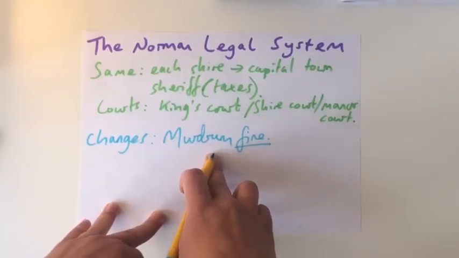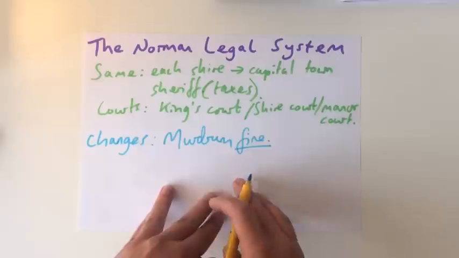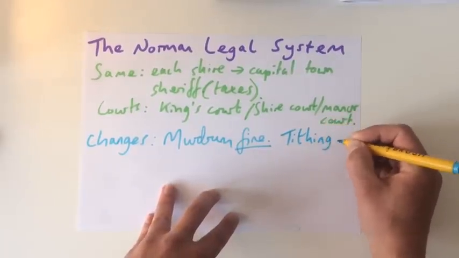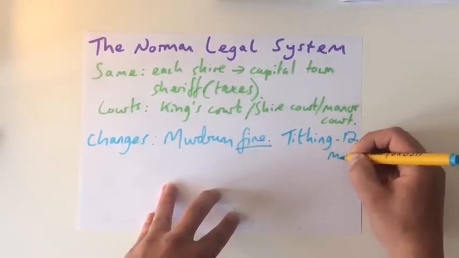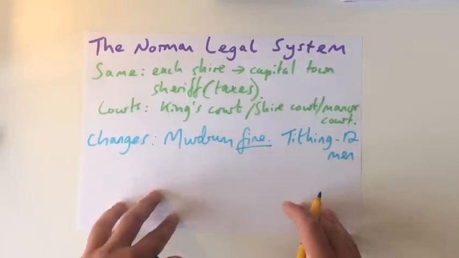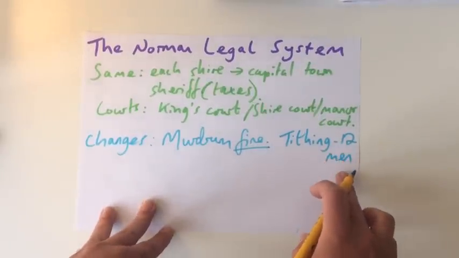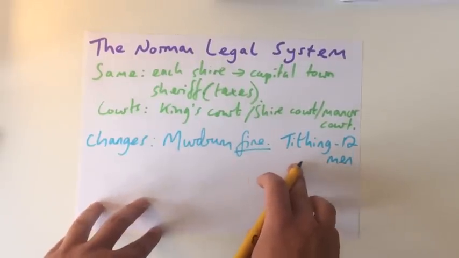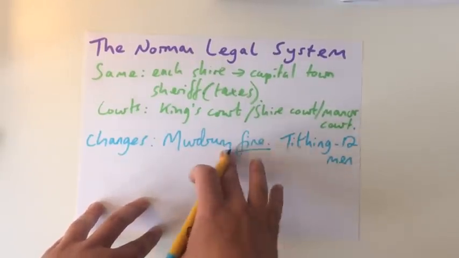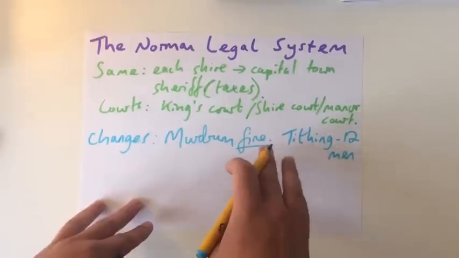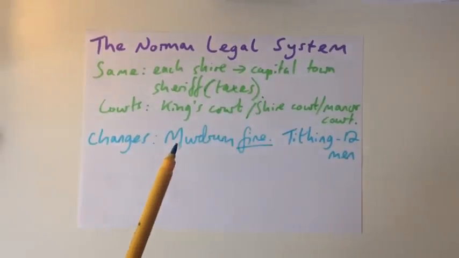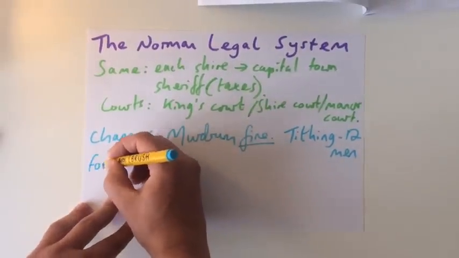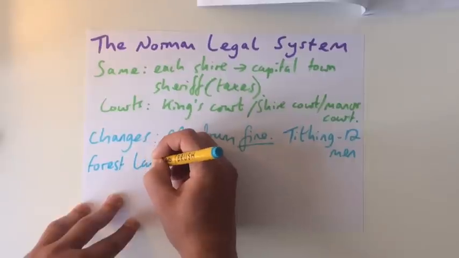Similarly, there was also something called tithing, which tied together 12 men who all agreed that if anyone in their group committed a crime, they would name the person who had done it. This meant that the Normans had two ways to try and prevent crimes, especially crimes against them by the local English. What else changes? Right, okay, well, the forest laws change.